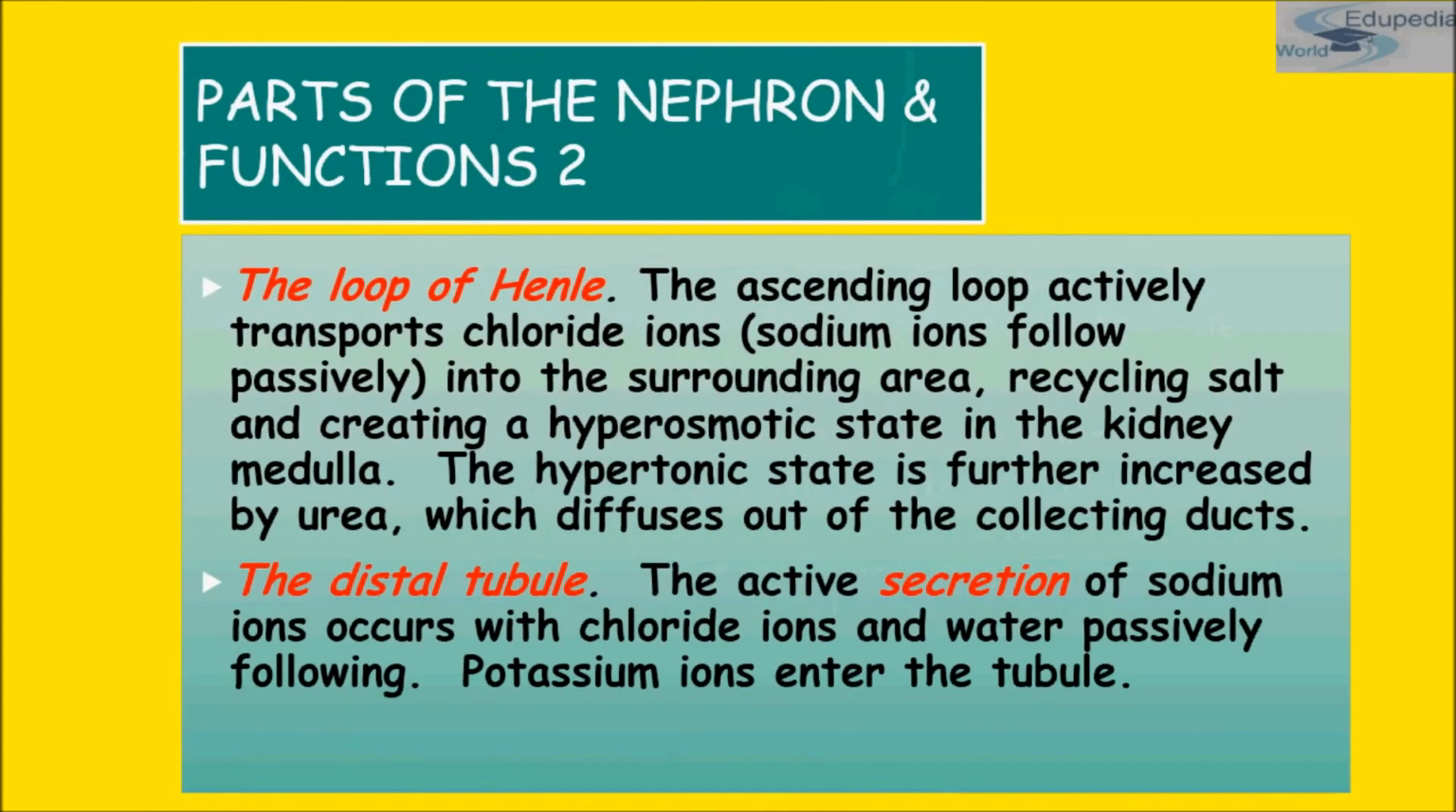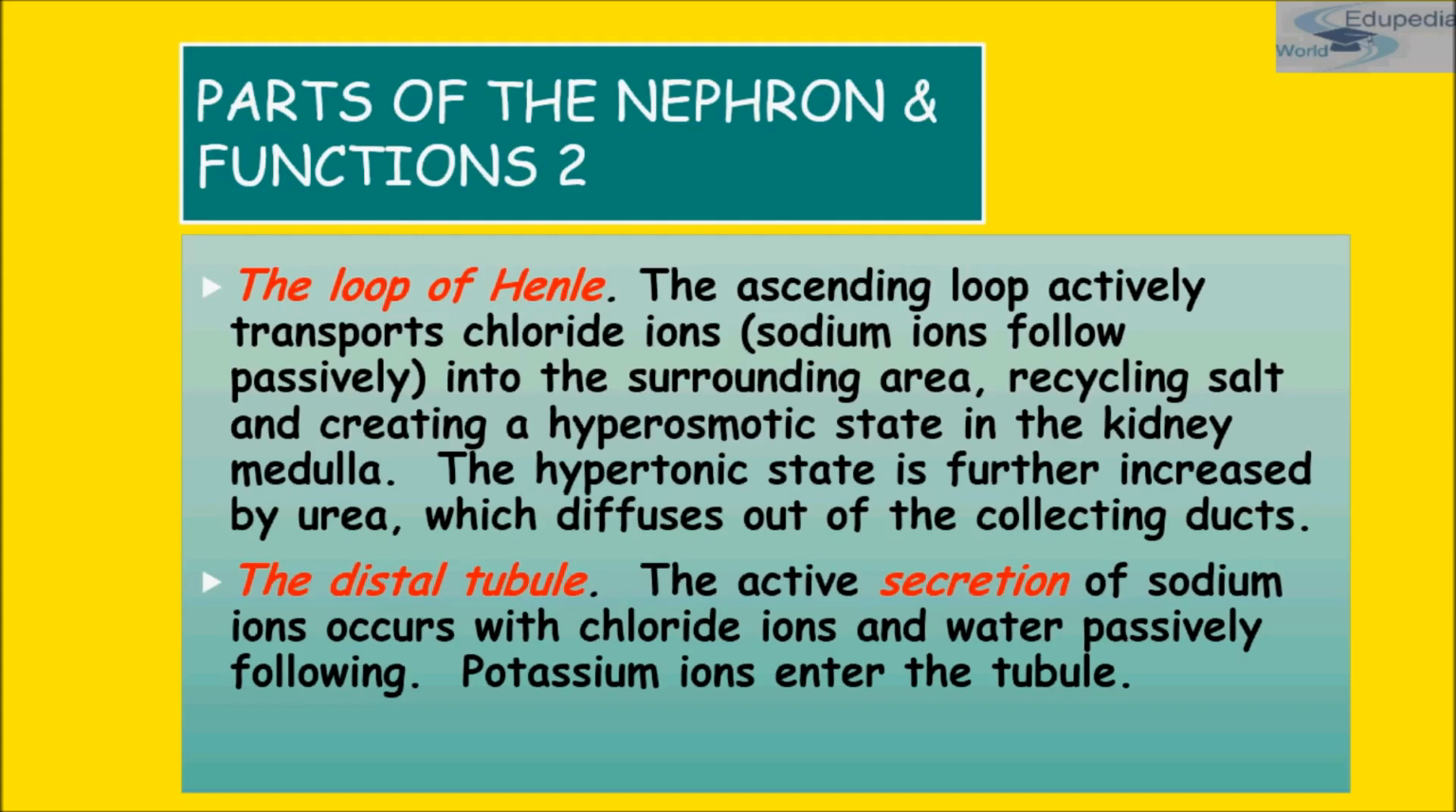The ascending loop actively transports chloride ions into the surrounding area, and thus it recycles salt and creates a hyperosmotic state in the kidney medulla. And the hypertonic state is further increased by urea, which diffuses out of the collecting duct. So you can say that loop of Henle is a middle U-shaped tubule that is situated in the medulla. It has two limbs, the descending limb and the ascending limb.